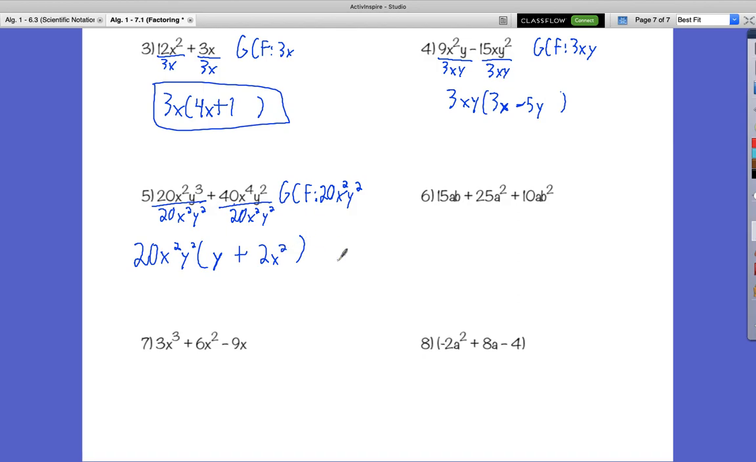Now, to check that we factored it correctly, we do what we did last chapter, which is distribute. 20x squared y squared times y is 20x squared y cubed. 20x squared y squared times 2x squared is 40x to the fourth y squared. And we look inside our parentheses: do these have anything more in common? No, they don't. None of the numbers are in common, and none of the variables are in common. So we're completely done.